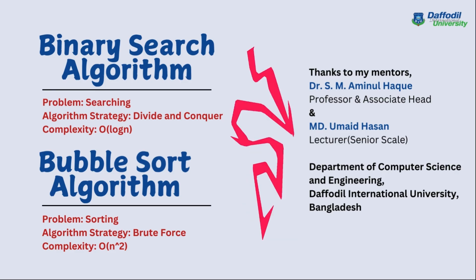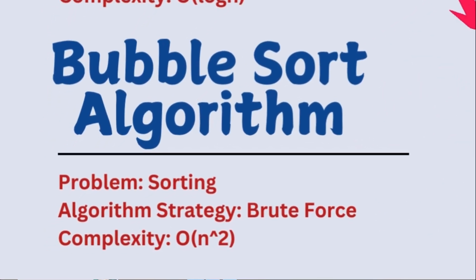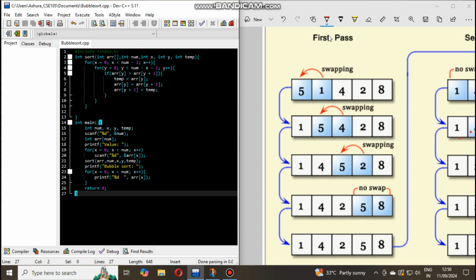Now we will talk about bubble sorting, and bubble sorting is the algorithm strategy brute force. We will search for almost all the possibilities, and sorting is the problem here, and we have to sort this array in ascending or descending order. We are going for the ascending order.